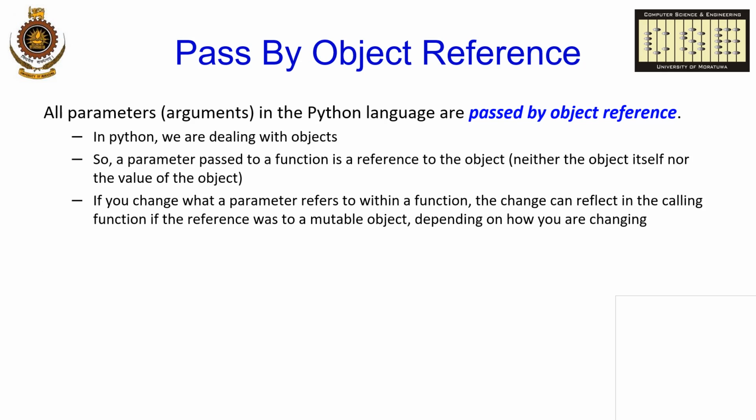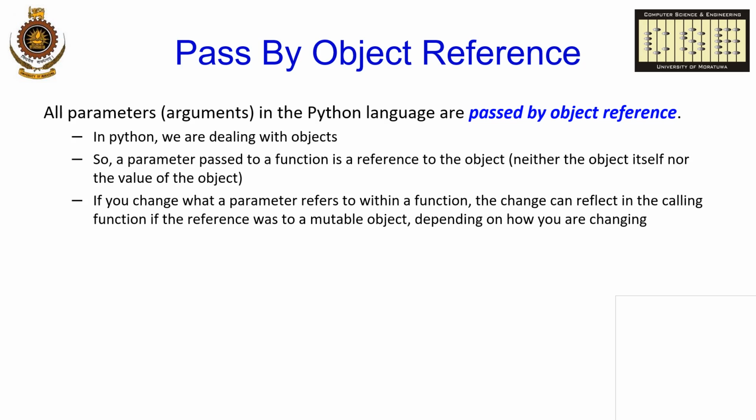In Python, we are dealing with objects, right? So if you define a certain list or some variable or even a function, even a function is seen as an object in Python. So when we pass an argument or a parameter into a function, we are passing an object by reference, right? So we are not passing the object itself. We are not passing the value of the object either. We are passing a reference to that object in the function.